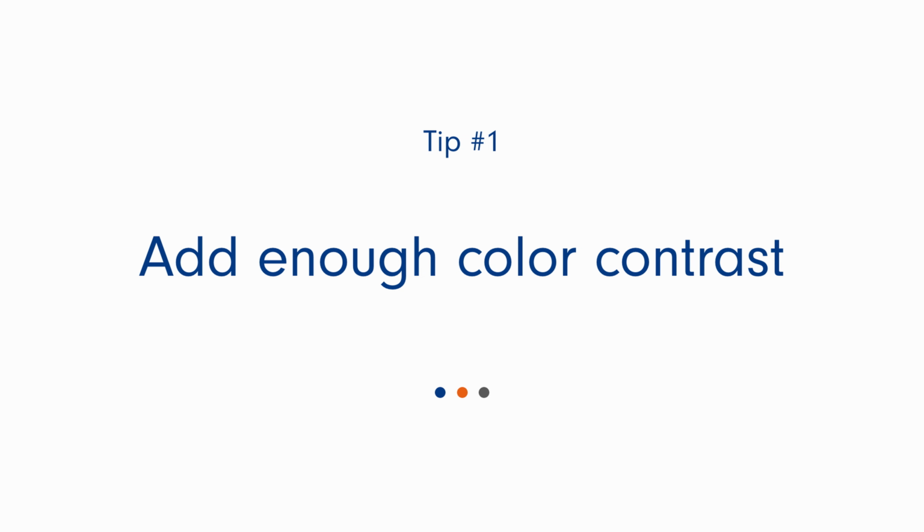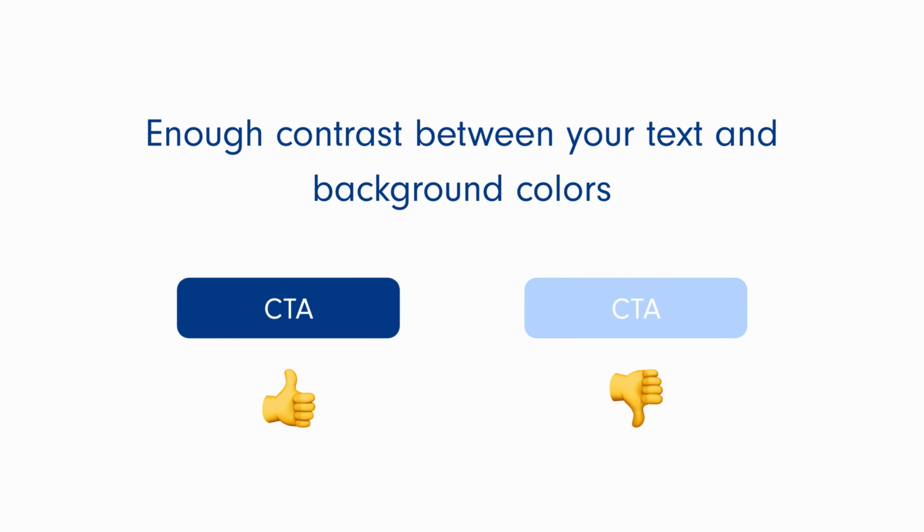The first tip is to add enough color contrast. You want to make sure there's enough contrast between your text and background colors. This one is really easy to overlook, and yet one of the most critical things designers can check in order to make sure that people with visual impairments and color blindness can easily consume information on the page.